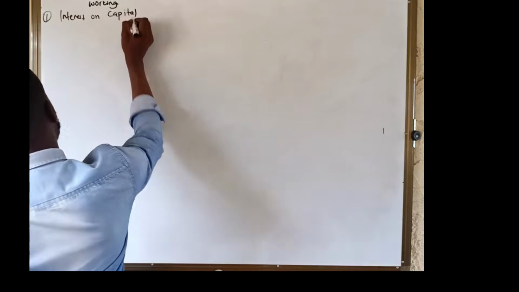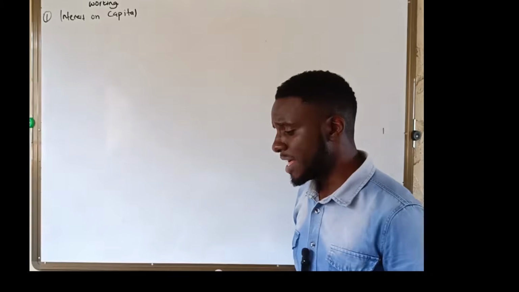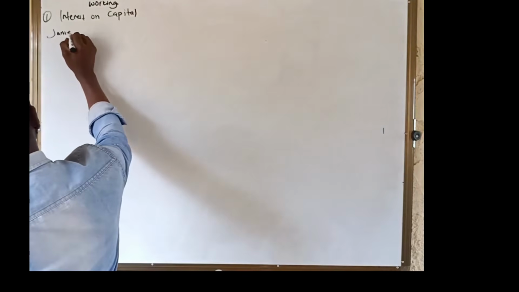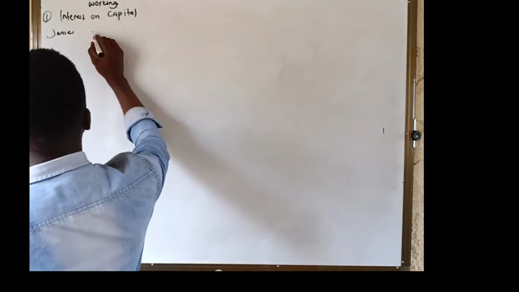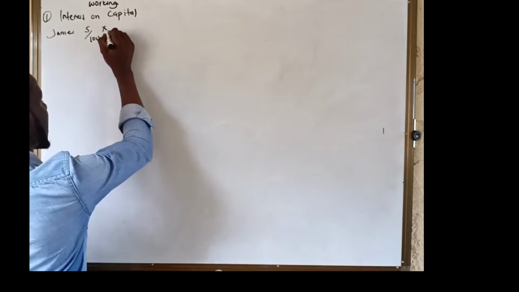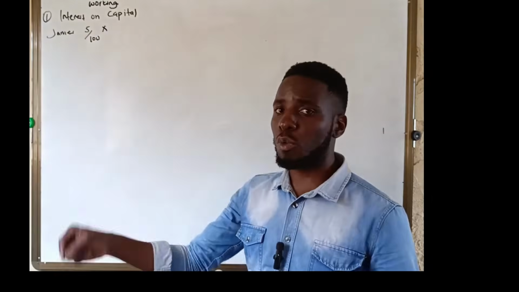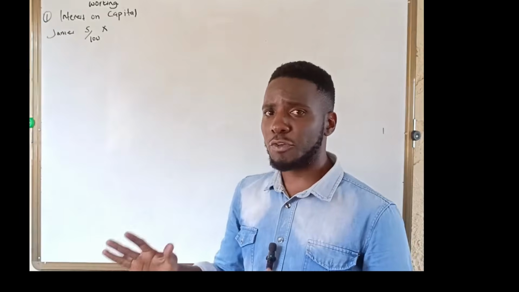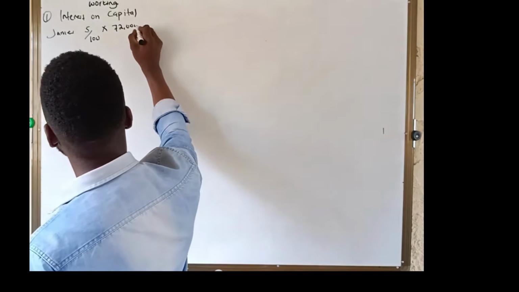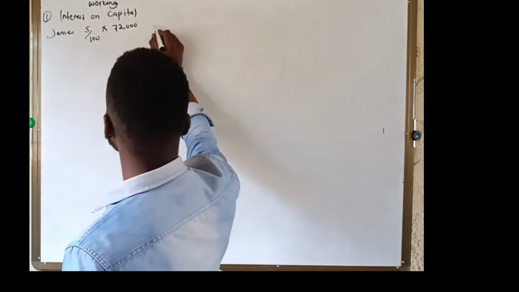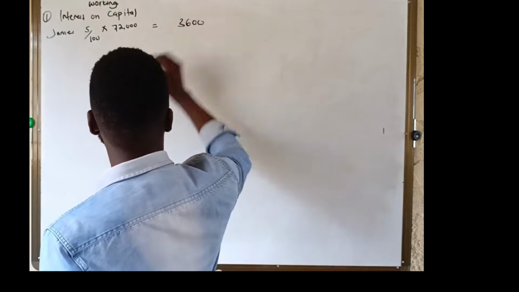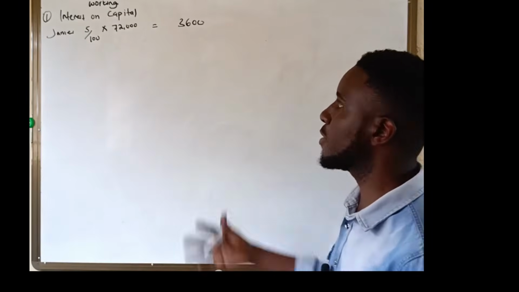If you look back in the question, let us start with James. The interest on capital is 5/100 times. When you go back to the question, you realize that the balance brought forward in the capital account for James is 72,000. So when you do the mathematics here, you get 3,600. So that's for James.